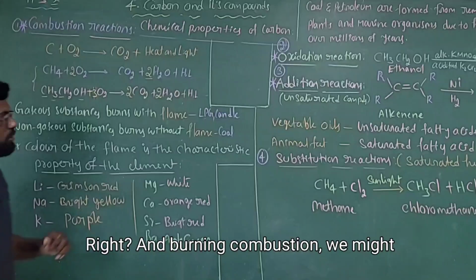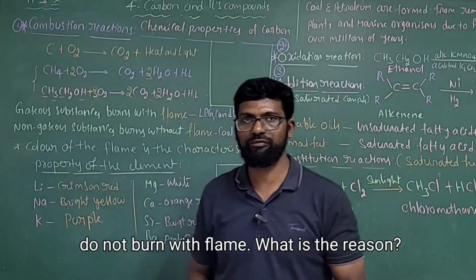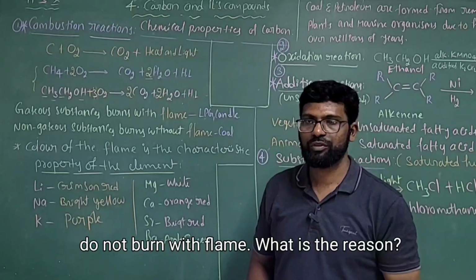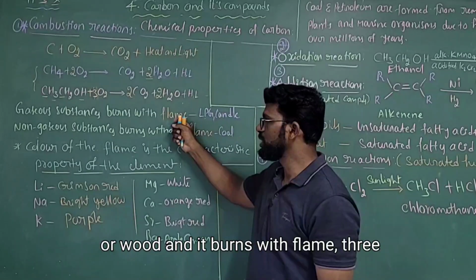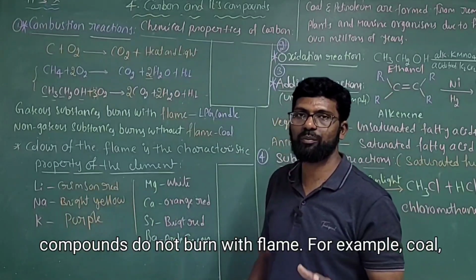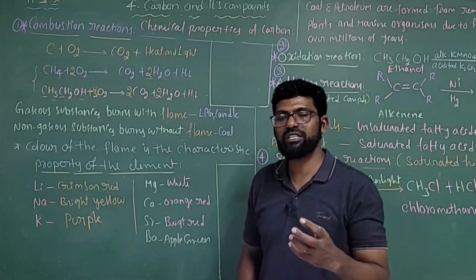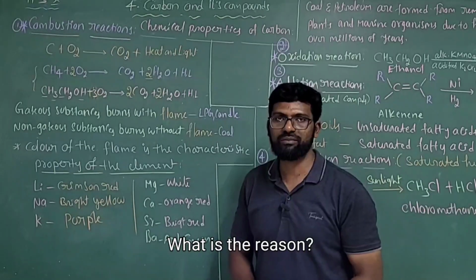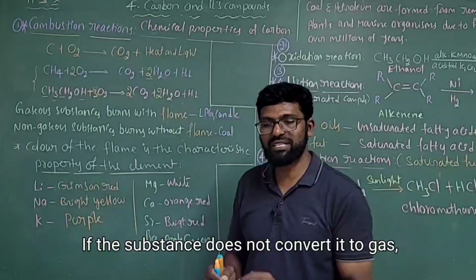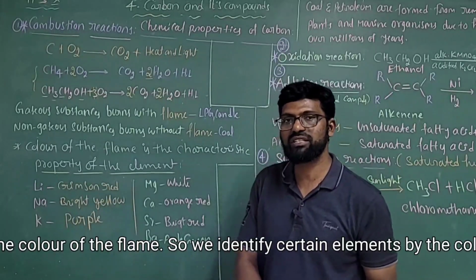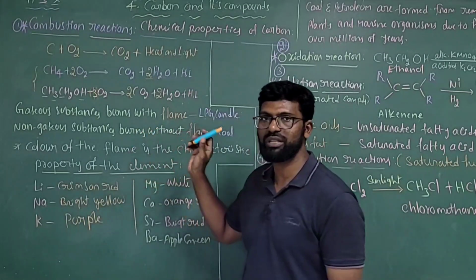Right? And during combustion, we might observe a few compounds burn with flame, a few compounds do not burn with flame. What is the reason? For example, when you burn LPG or candle or wood, it burns with flame. A few compounds do not burn with flame. For example, coal. Coal does not give flame, but it just burns. But initially it gives a little bit of flame. What is the reason? The main reason for this is when a substance is converted to gas, then it gives flame. If the substance does not convert to gas, then it doesn't give flame. So that's why coal doesn't give flame, because it doesn't convert into a gaseous substance.